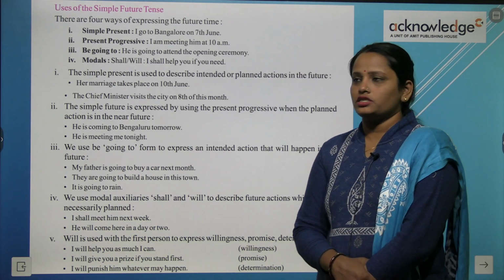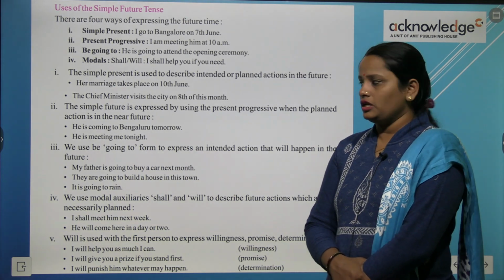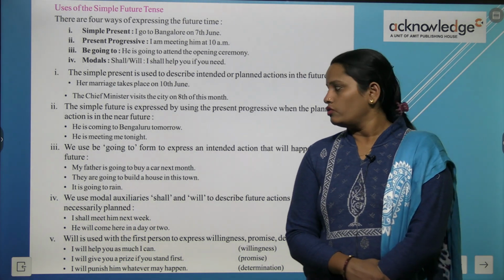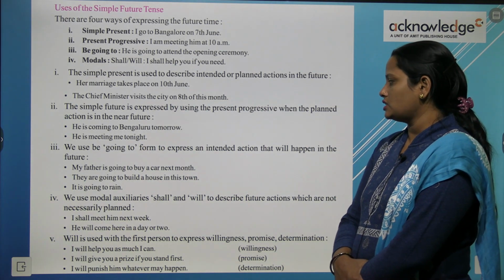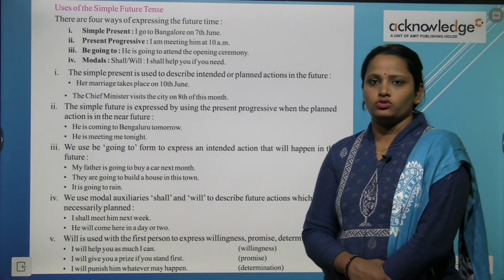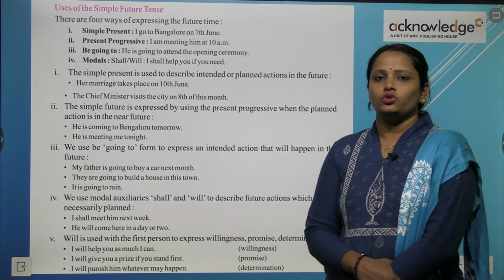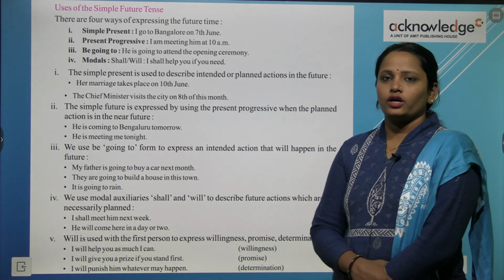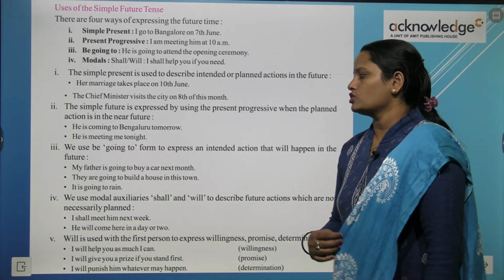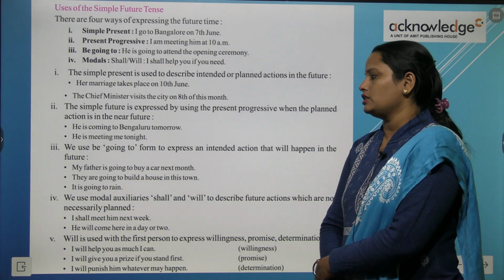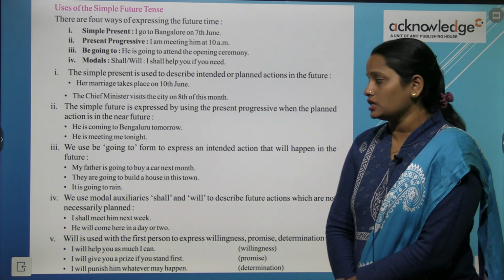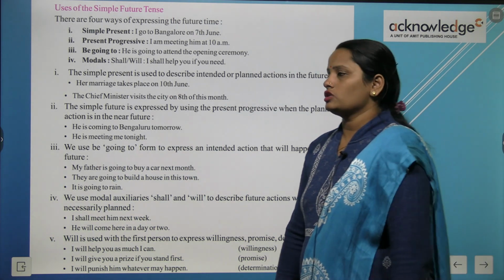Now the third point is saying we use be going to form to express an intended action that will happen in the future. So हम क्या करते हैं? फ्यूचर की किसी एक्शन के लिए हम going to use करते हैं जो आगे होने वाला है. So my father is going to buy a new car next month and they are going to build a house in this town. It is going to rain.